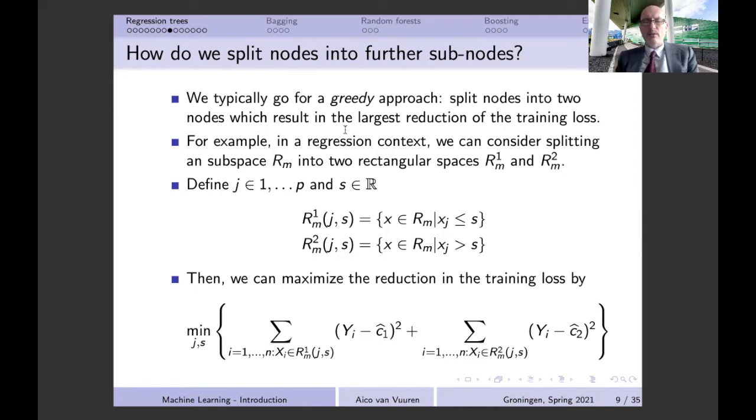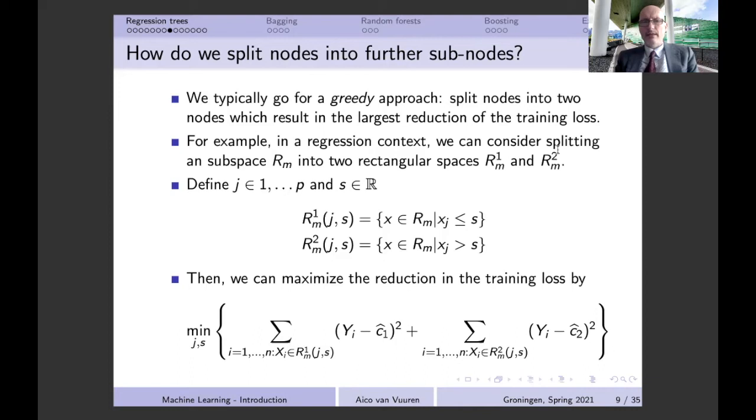So that means nothing else than that we look at the potentially largest reduction in terms of the training loss. For that, I can look at both classification as well as regression, but let's first look at a regression context. Then we can look at a particular subspace Rm, and ask ourselves the question, how can we split this up best into two different subspaces that I'm now going to call R1m and R2m. Sometimes it's best to think of this as the left hand and this as the right hand. I think that in the book this is even called L and this is called R or something like that. But generally, we simply think about R1m and R2m.